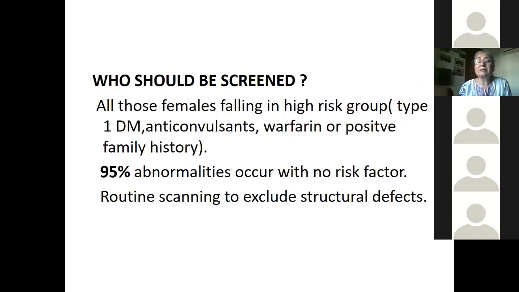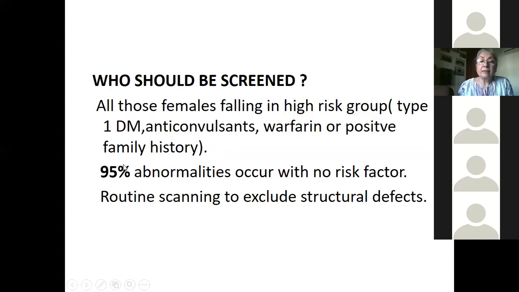So, who are to be screened for these congenital anomalies? All those females who have certain risk factors, like known diabetics with uncontrolled diabetes who enter into pregnancy. They have a higher risk of having a baby who is congenitally malformed, with hydrocephalus and so on. Those who are epileptic and on anticonvulsants, because anticonvulsants directly affect the development of the embryo, and especially patients on warfarin.